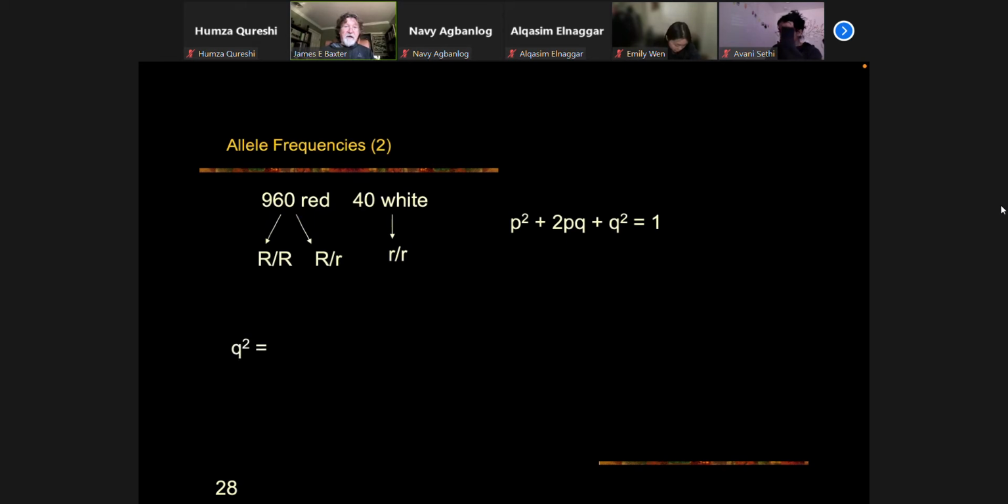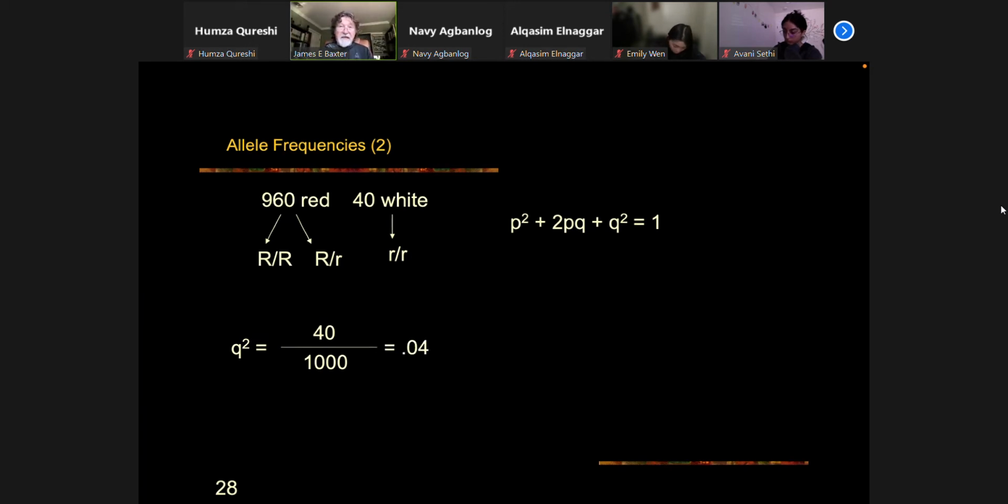Because what we know is that Q squared is the genotypic frequency of our homozygous recessives. It's not the allele frequency of little r, because there are little r alleles in the red. However, this represents Q squared. So our 40 divided by the population size that we have gives us the frequency of the homozygous recessive genotype, okay, which in this case is 0.04.